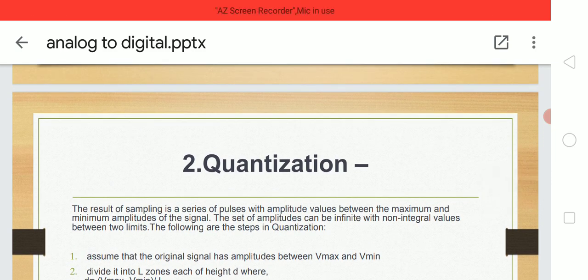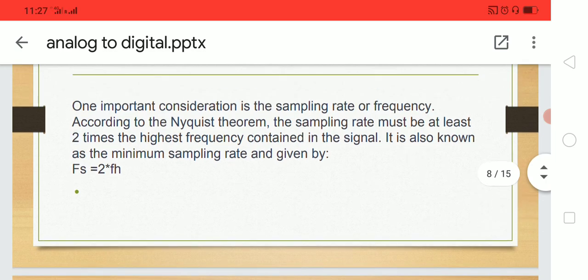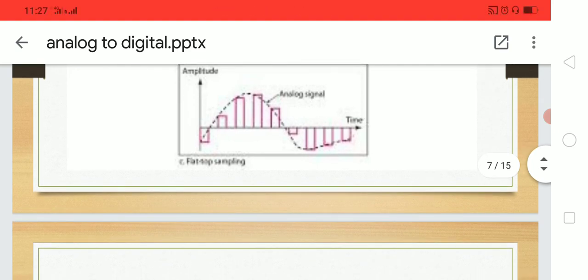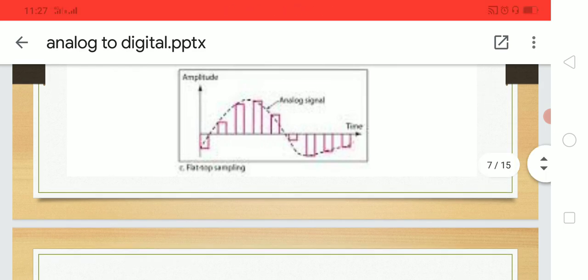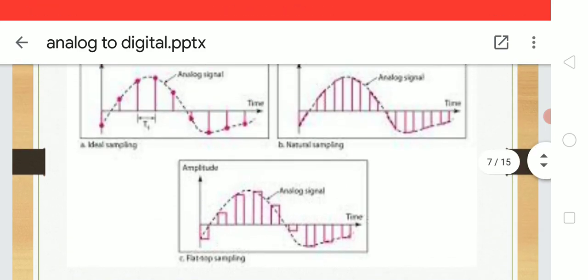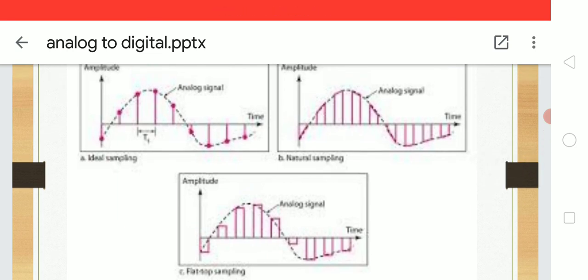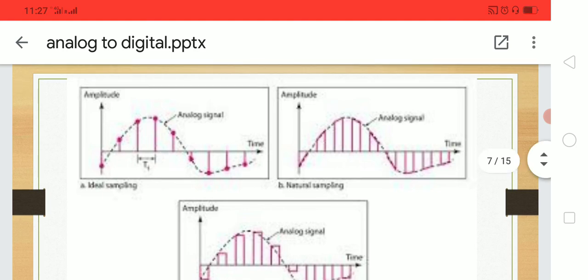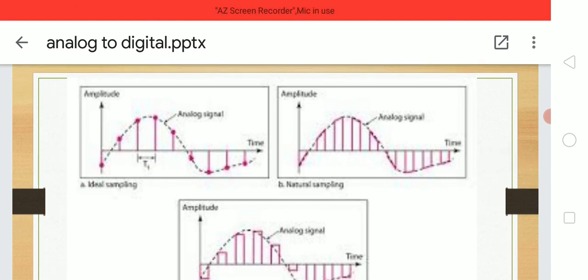The vertical red lines represent the samples. Samples are basically discrete values of amplitude taken at regular intervals over time. The number of samples per second is called the sample rate. For example, if we have 34 samples, the sample rate is 34 times per second.